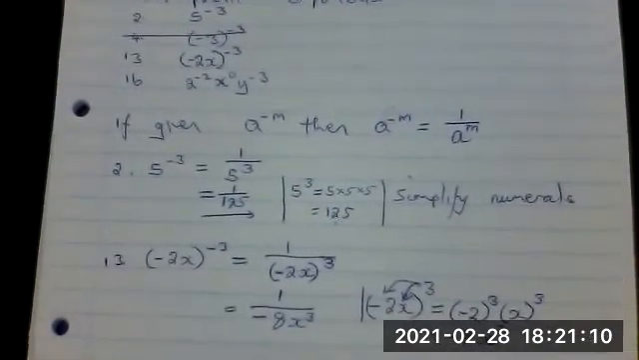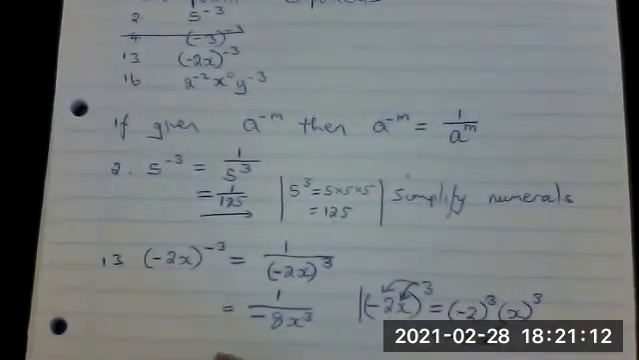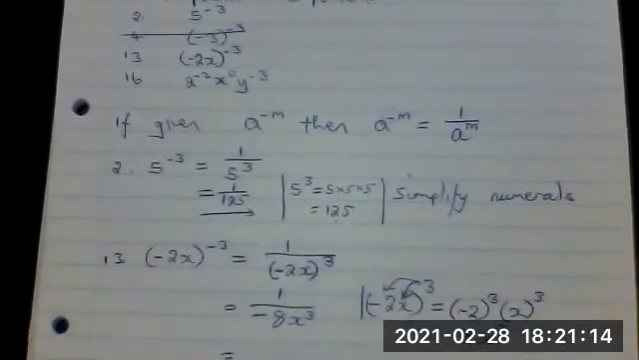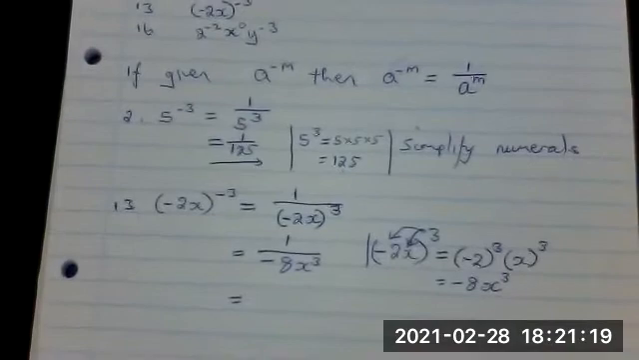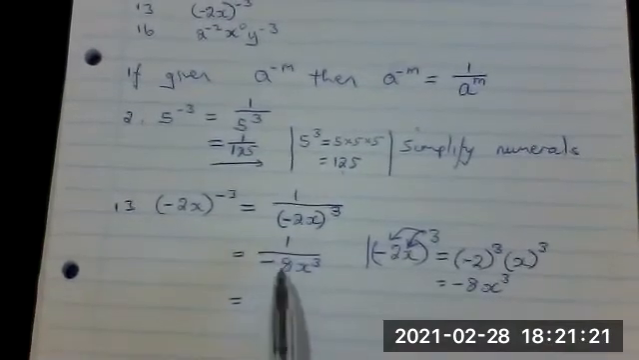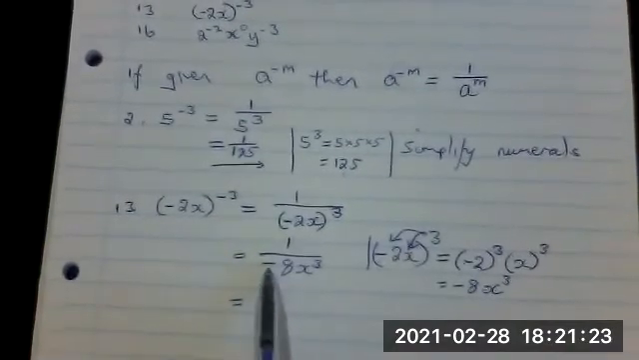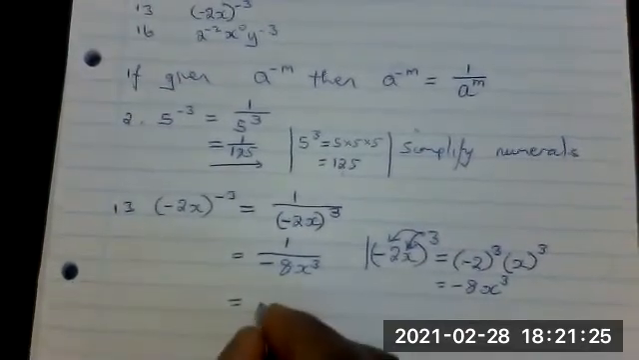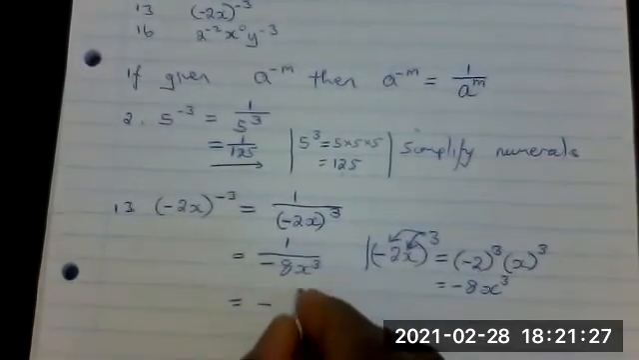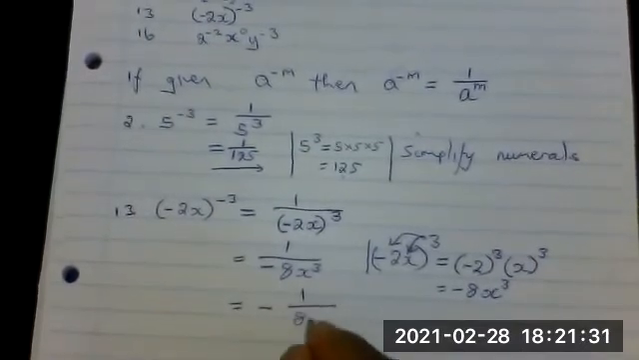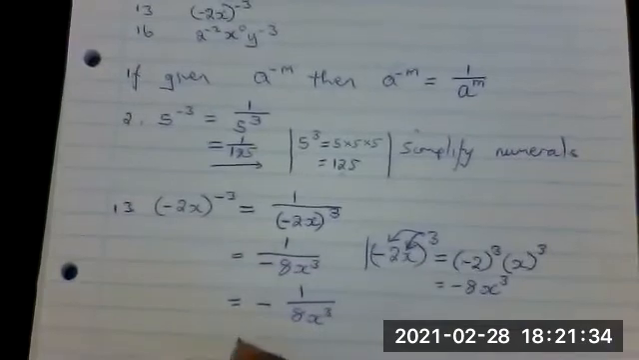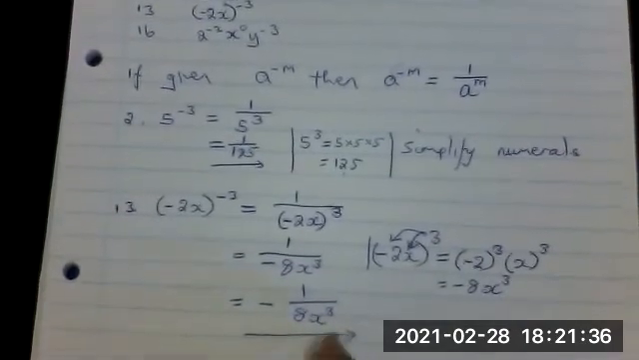It's now having a positive exponent. Now, we have a negative answer in the denominator. So a positive numerator, which is positive 1, divided by a negative, gives us negative. So our final answer becomes negative 1 over 8x cubed. That's our final answer.